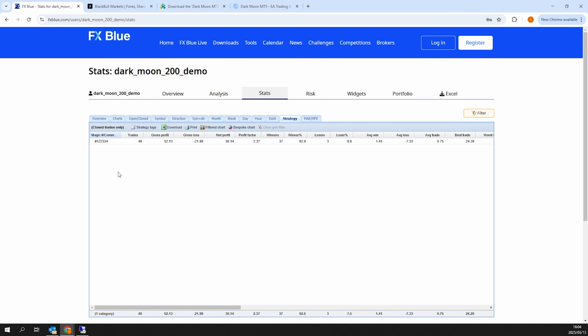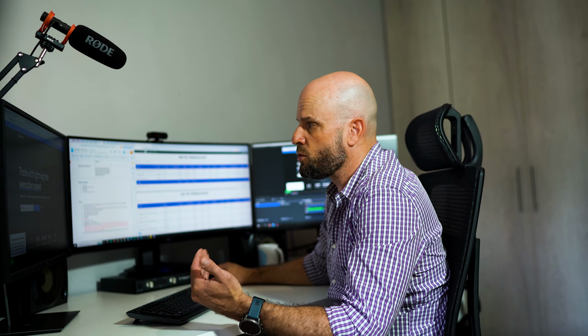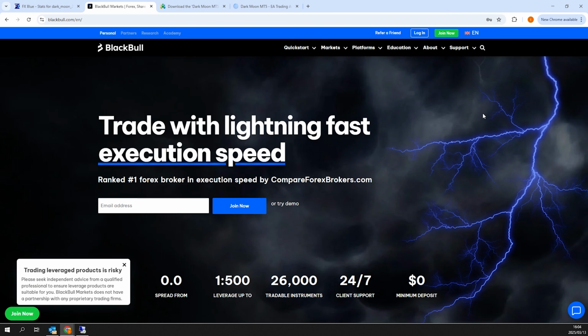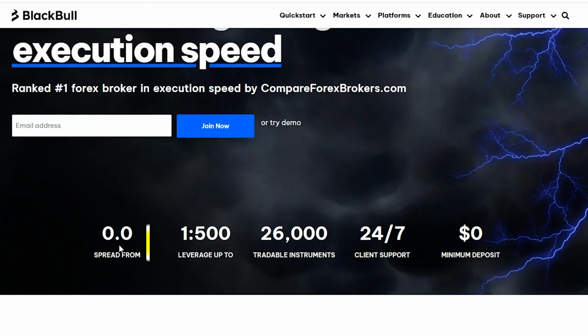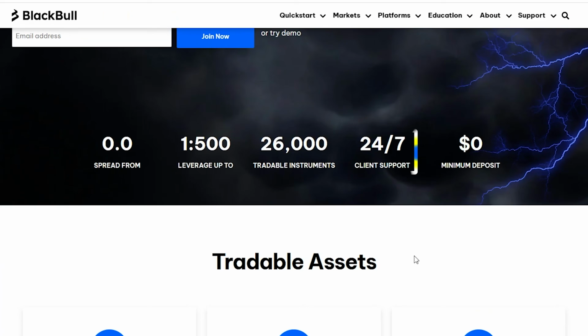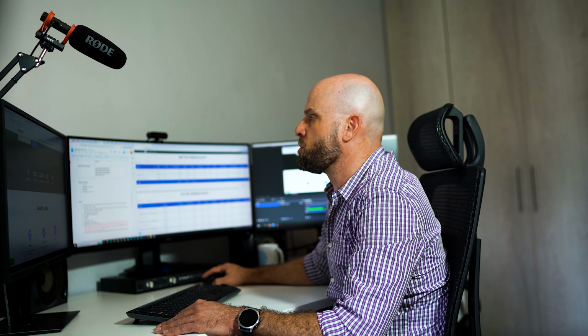Now, this account is trading on a Black Bull Markets demo account, so I'm going to open a live account with exactly the same broker because I want to have the same conditions. I want to have the same results. And the reason that we select Black Bull is because they have got really fantastic trading conditions, especially for a small account. So what you see is we've got spread starting from 0. We've got leverage of up to 1 to 500, 26,000 tradable instruments, which is more than enough than really anybody could trade. Really good client support and a minimum deposit of 0. So you can really start with as much as you want. And we are starting with a small account of $200.